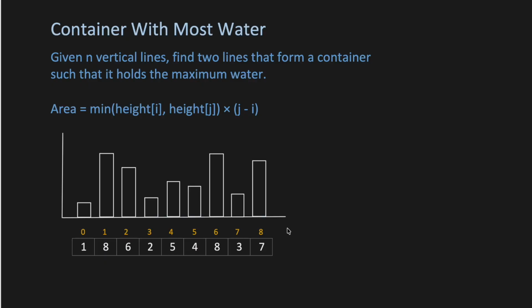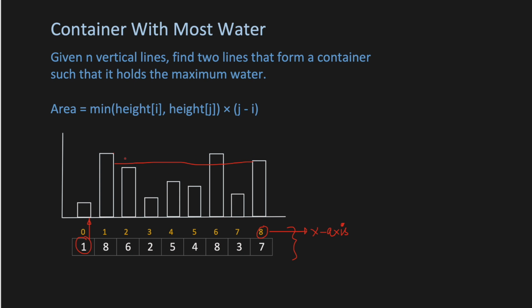Let's begin. The problem is we are given an array called height. Each value in the array represents the height of a vertical line or bar. The index of the array represents the position of that line on the x-axis. When we pick any two lines, they form a container with the x-axis. The goal is to choose two lines such that the container holds the maximum water.